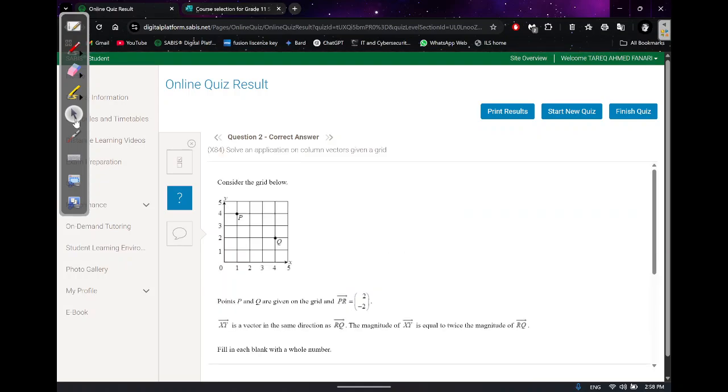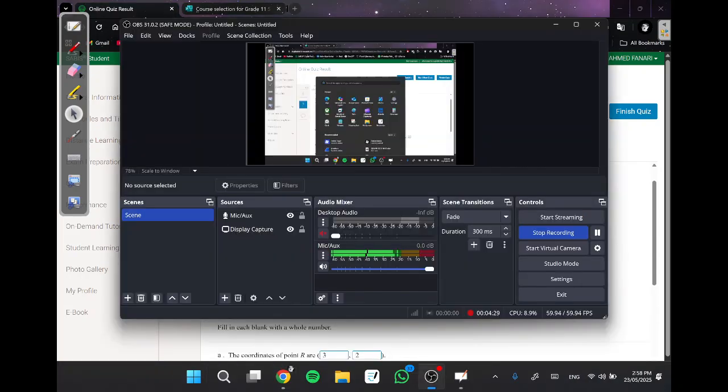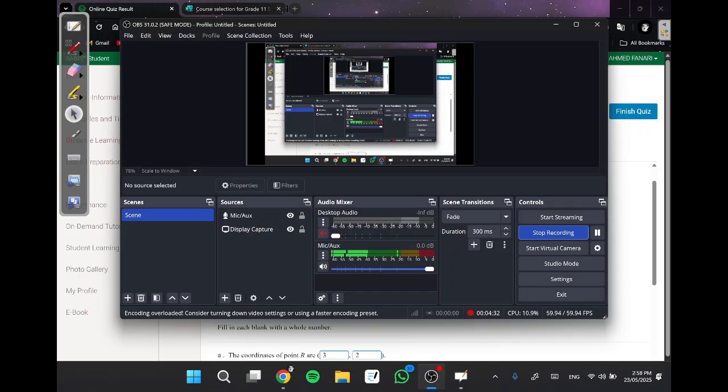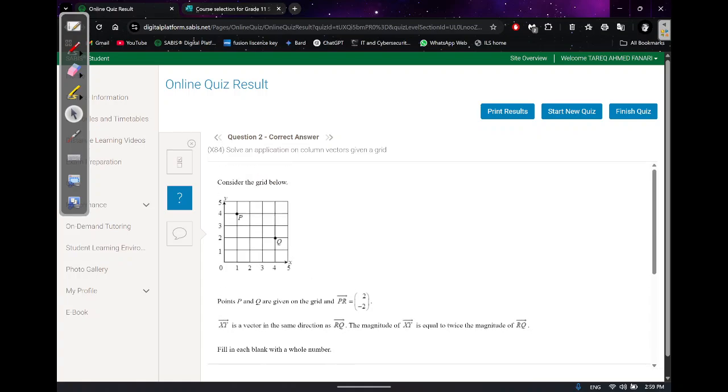Complete the grid. Consider the grid below. Let me see, am I still recording? Yes, I am. Okay, this is fine. Points P and Q are given on the grid, and PR is (2, -2). XY is a vector in the same direction. The magnitude of XY is twice the magnitude of RQ. Find the coordinates of point R.